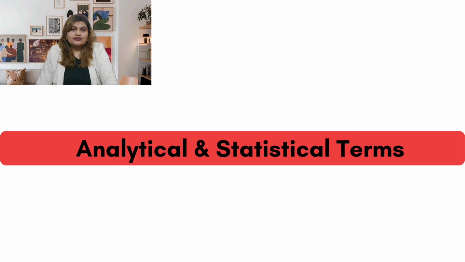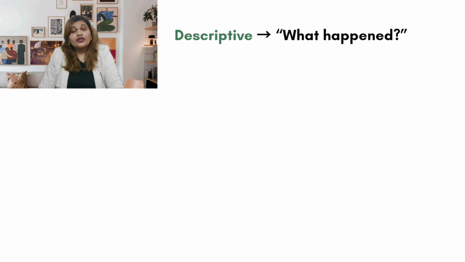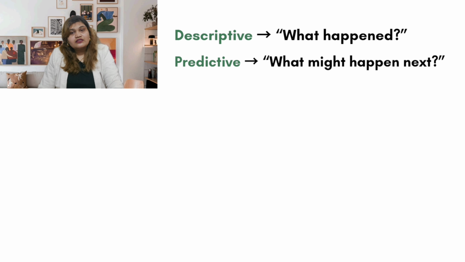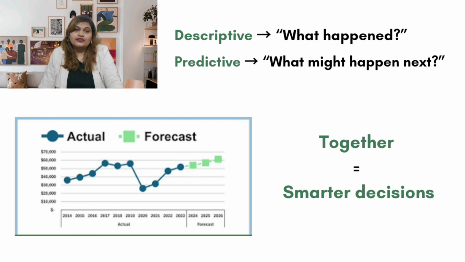Analytical and statistical terms. Descriptive versus predictive analytics. Descriptive analytics answers what happened by analyzing past data. Predictive analytics answers what might happen next, by using statistical models and machine learning. Together, these approaches enable better data-backed decisions.